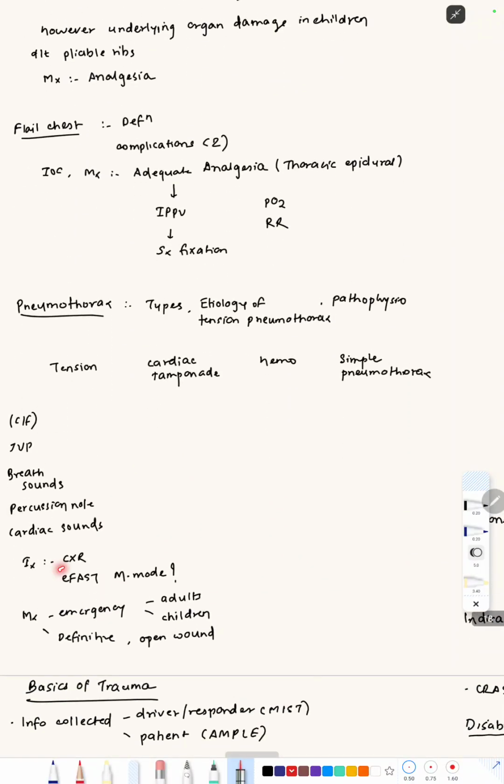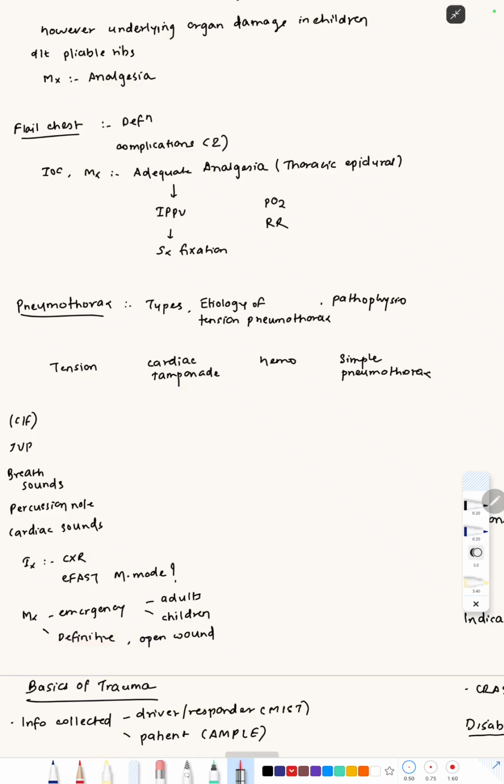The investigations: chest X-ray in the AP view, and in the extended FAST, in M mode, a specific sign is seen, called the loss of barcode sign, loss of seashore sign, or loss of stratosphere sign. Management: in emergency conditions, needle thoracocentesis is done. In adults, it is done along the fifth intercostal space in the mid axillary line, while in children, it is done in the second intercostal space along the mid clavicular line.